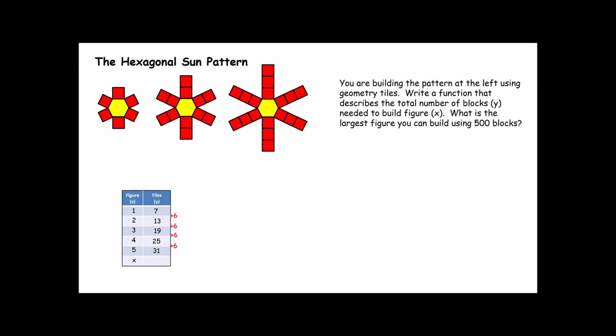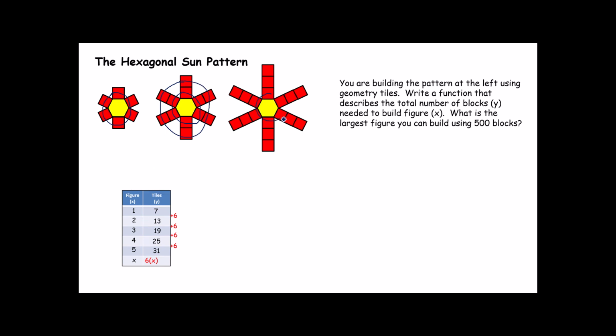Since my constant rate of change is 6, I would write this as 6 times x. So every time our figure gets bigger, it gets bigger by a factor of 6. In fact, I can go through here and see that I start off with one set of 6, then I have 6 and 6. I have 2 sets of 6 in figure 2.